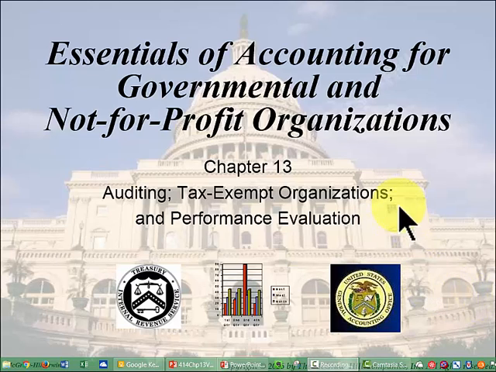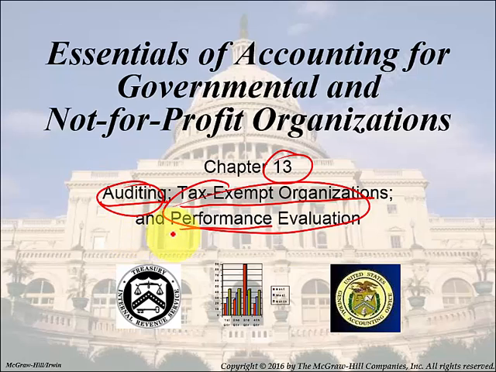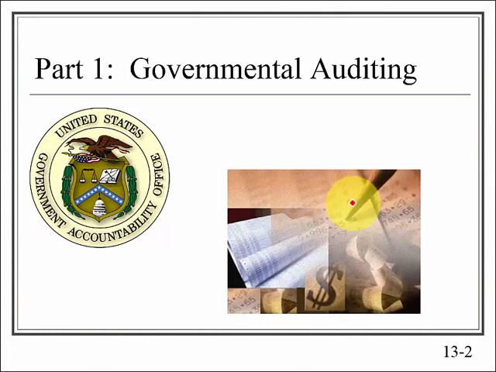Okay, accounting students, this is truly the last chapter of the semester, our chapter 13, where we're going to be learning the auditing of governments and also non-profit organizations, tax rules for non-profits, and some performance ratios to evaluate government. So there's two videos, one for auditing and the second one covering tax and performance evaluation. Let's take a look at auditing.